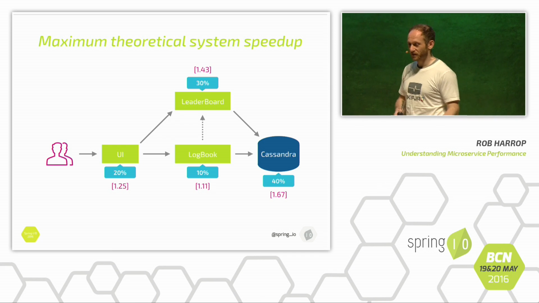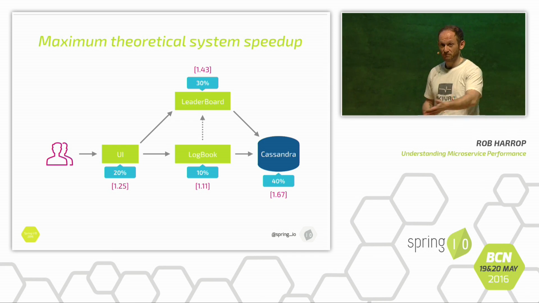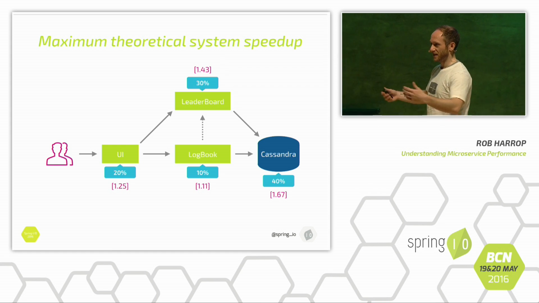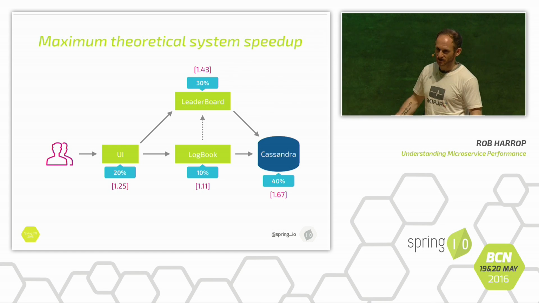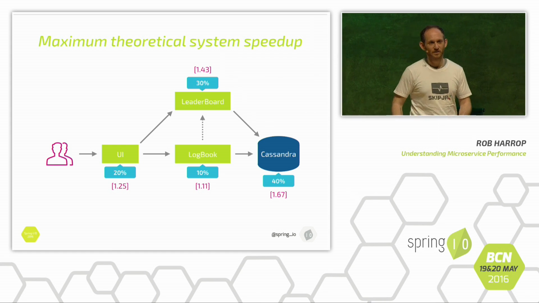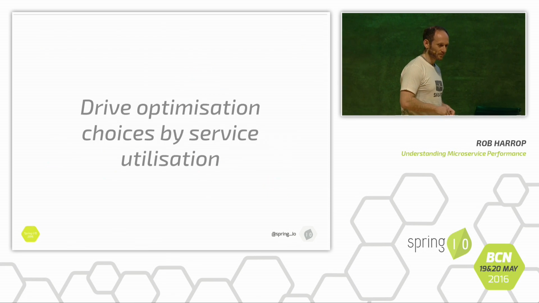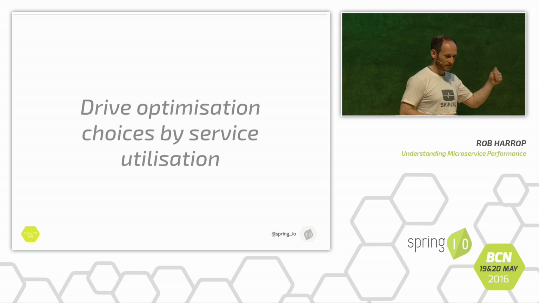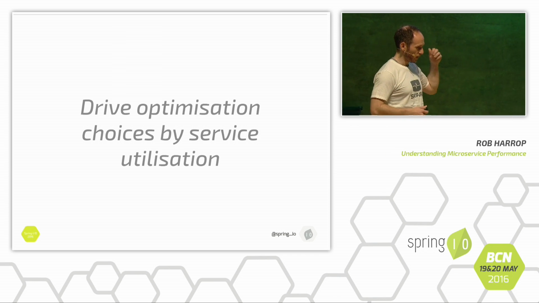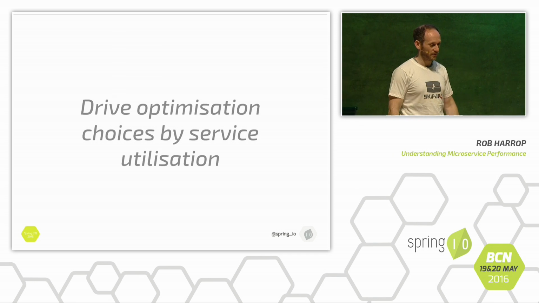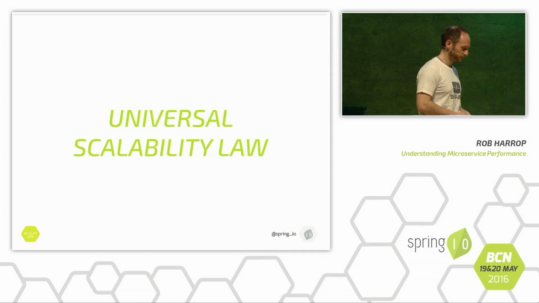Optimizing is an expensive thing. It takes programmer time. It takes test infrastructure. It takes machines. You definitely don't want to waste time optimizing something that you're not going to get any value out of. So you want to drive your optimization choices by where the services are getting hammered. Where are you spending the most of your time?